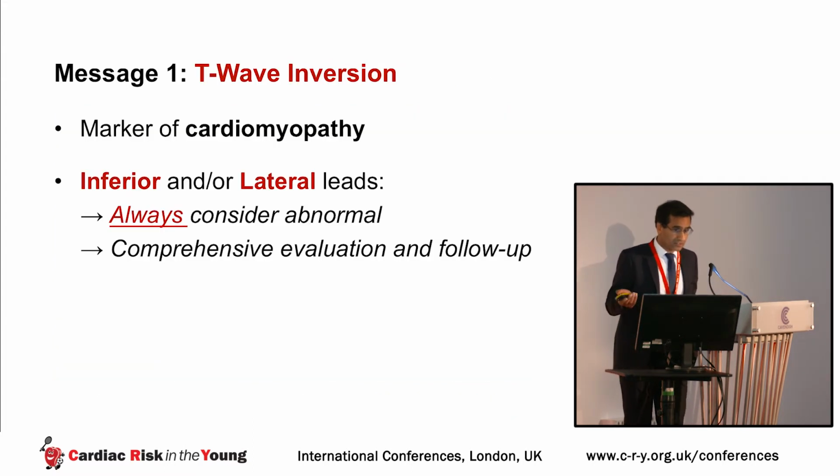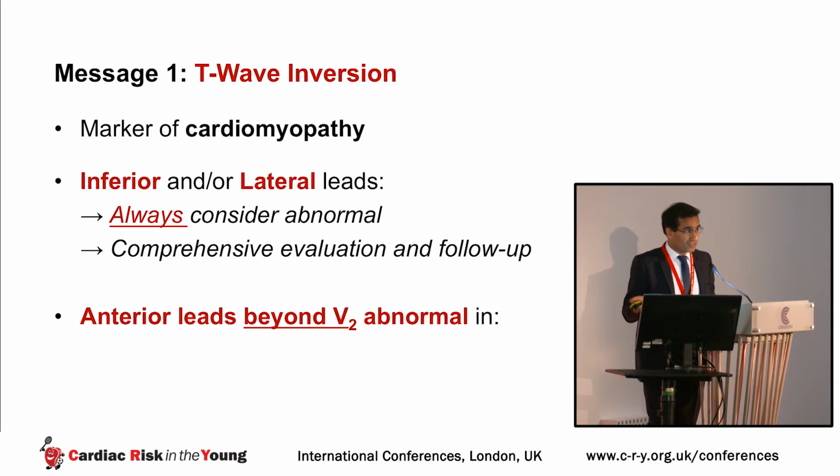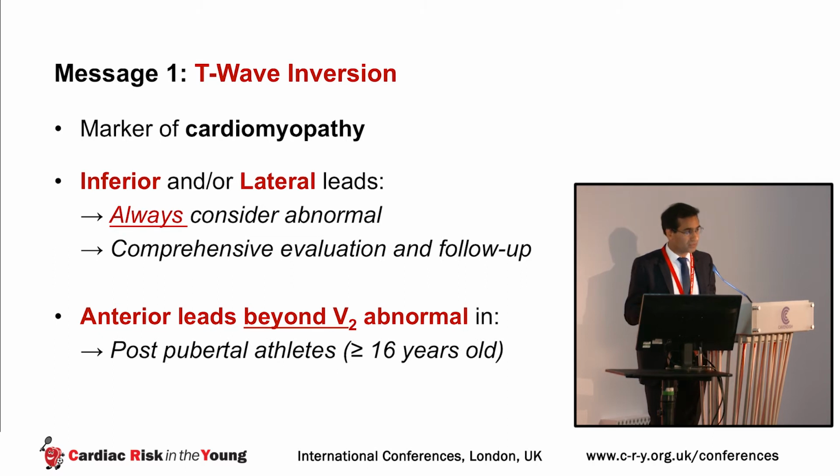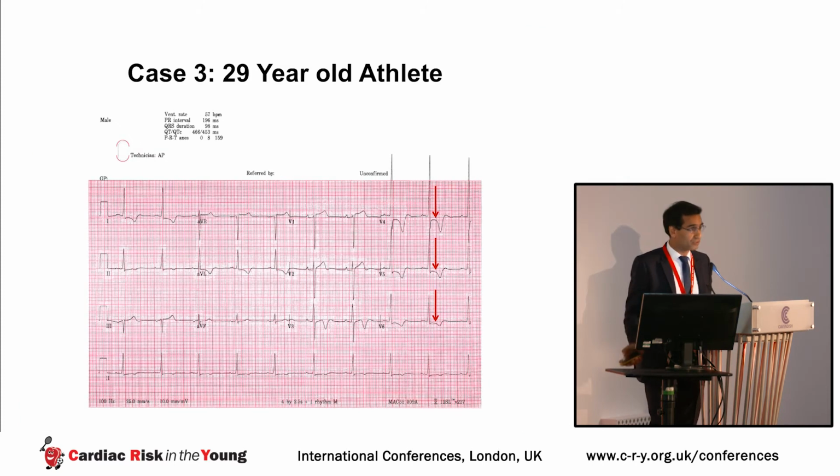So back to my message about T-wave inversion, when it comes to anterior T-wave inversion, this should be regarded as abnormal beyond V2 in postpubertal athletes over the age of 16 and non-black athletes. So that's my first message about T-wave inversion. Let's move on to look at ST depression and another example.